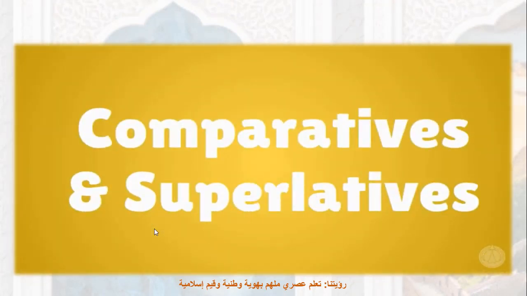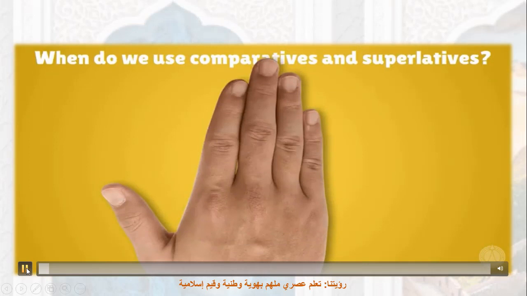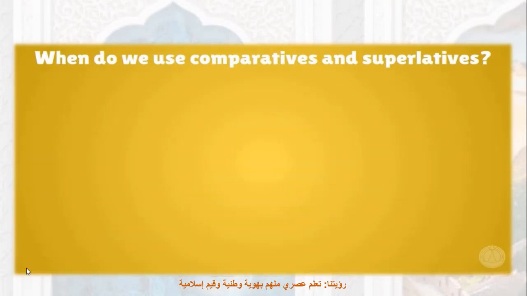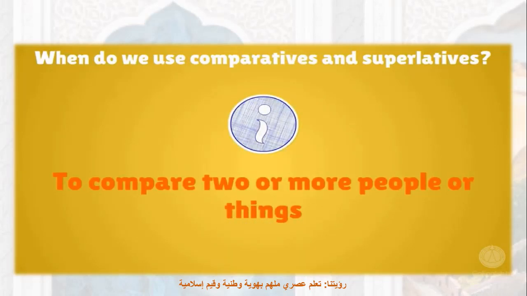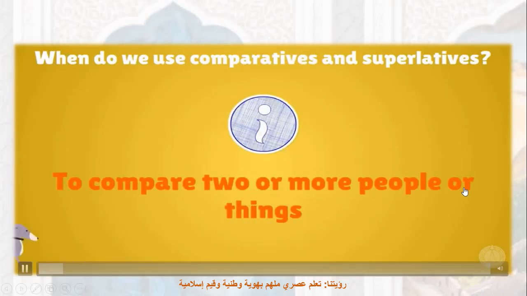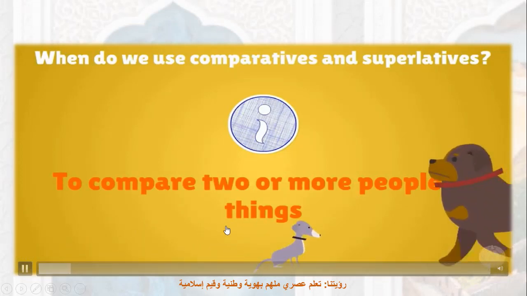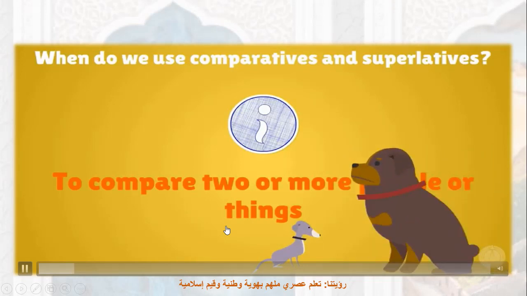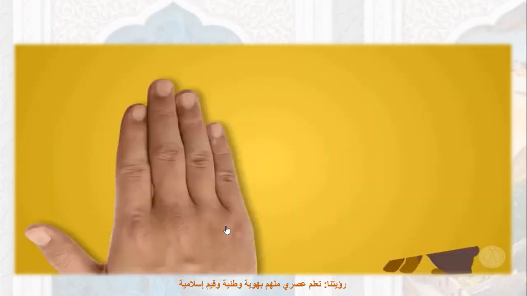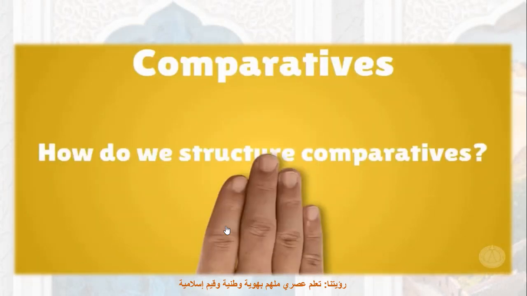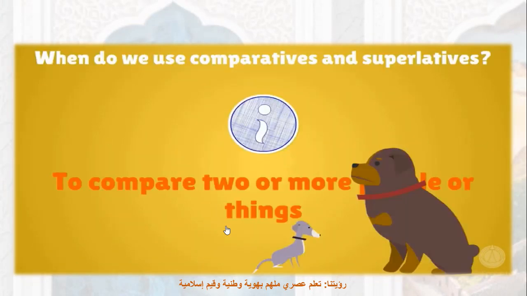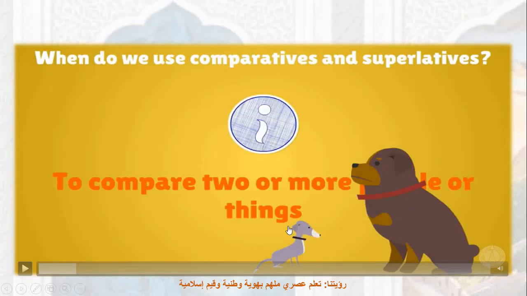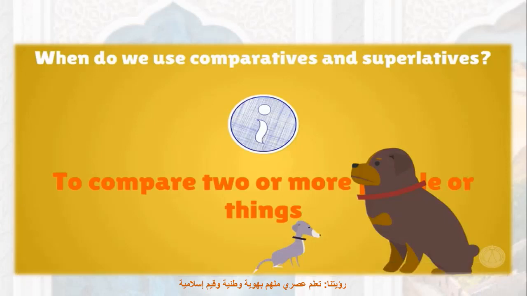Comparatives and superlatives. Let's first know when we use comparatives and superlatives. We use them to compare two or more people or things. Like these two dogs. Yes, here comes the second dog. What can you notice? What can you say about these two dogs? Bigger than, smaller than, maybe faster than, and things like that.